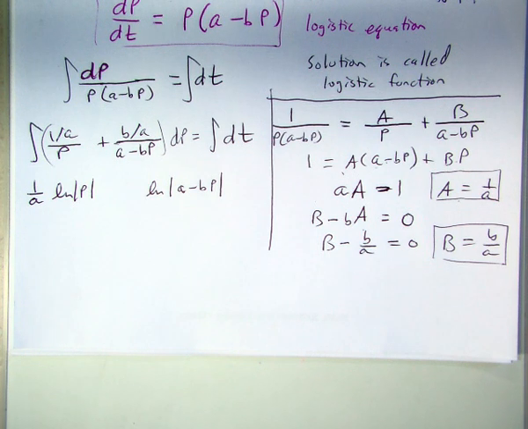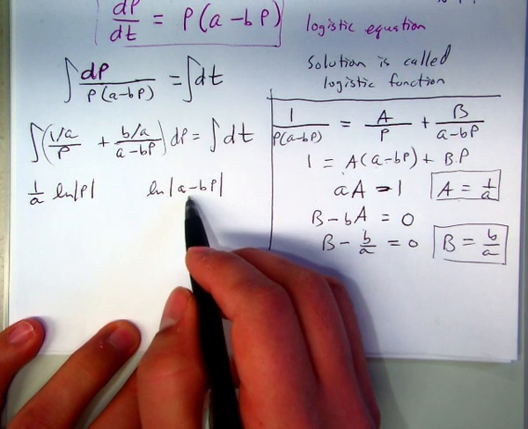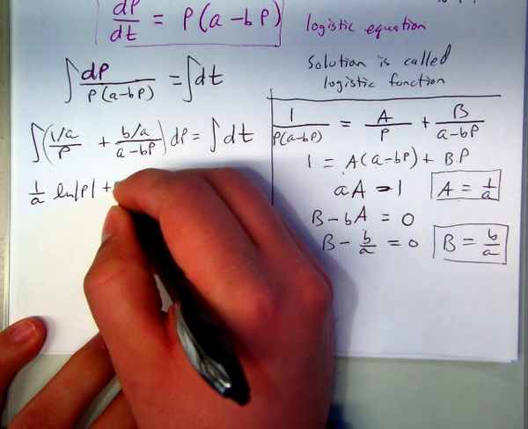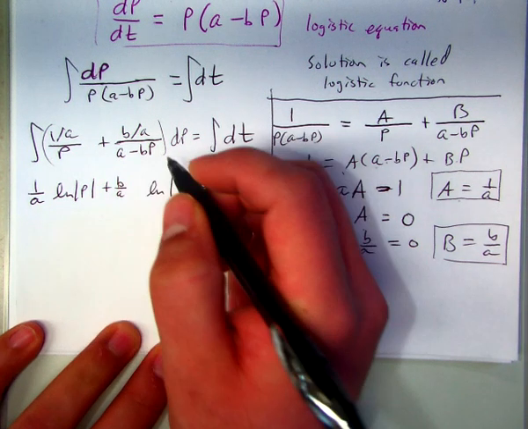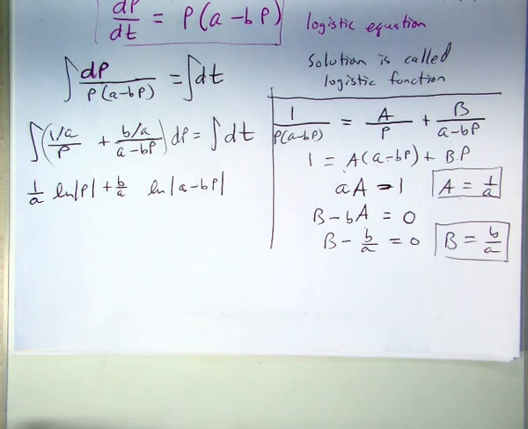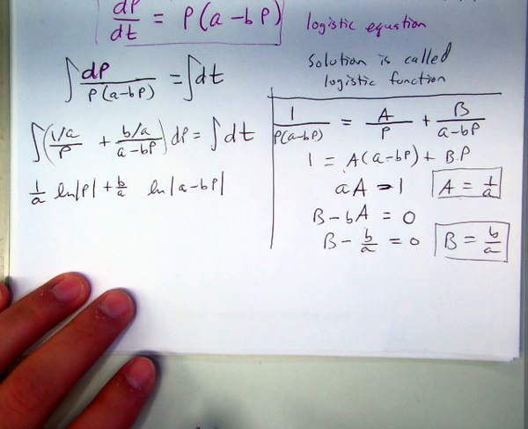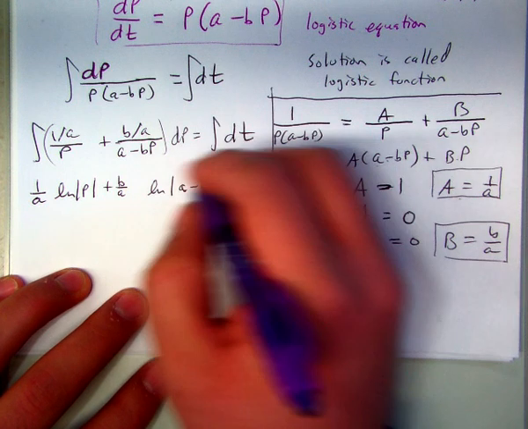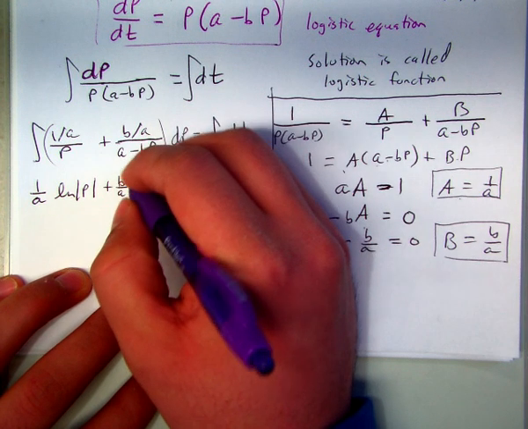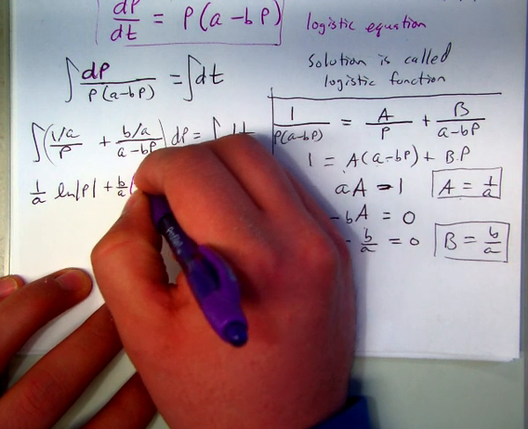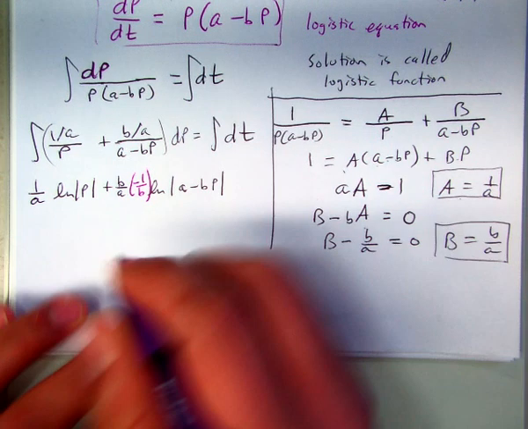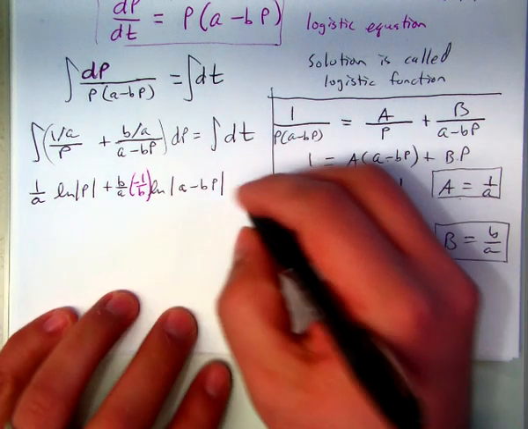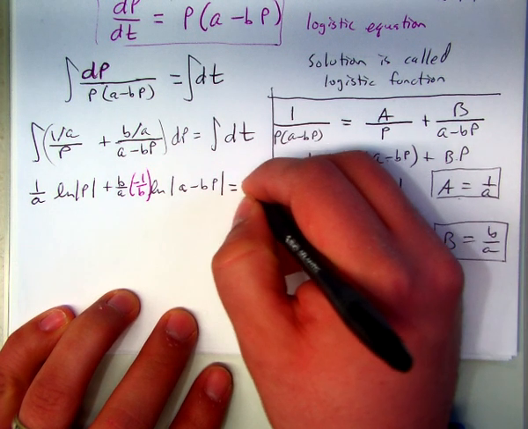Okay. Let's see. We have the b over a still out in front. And then to undo the chain rule, we have a minus 1 over b. And then on the right-hand side, we'll do t plus c.